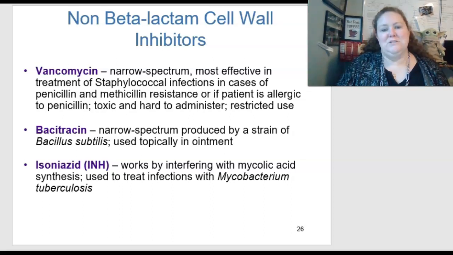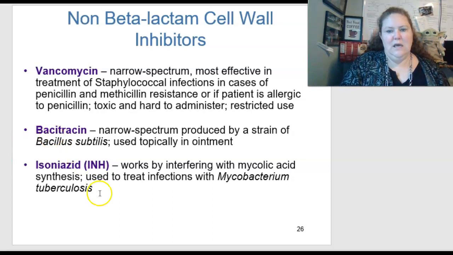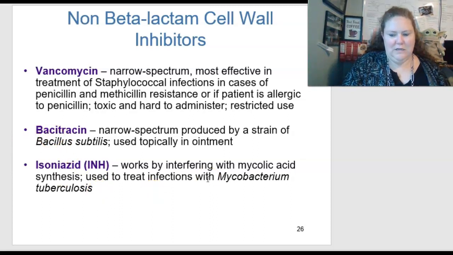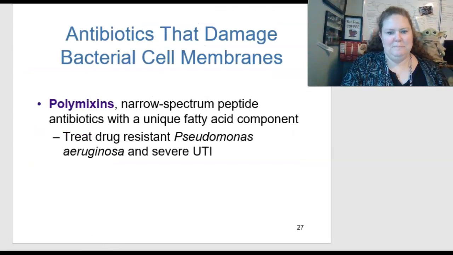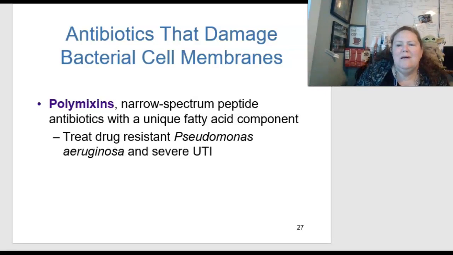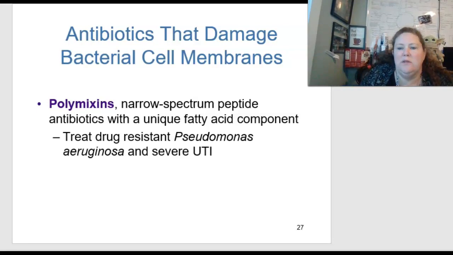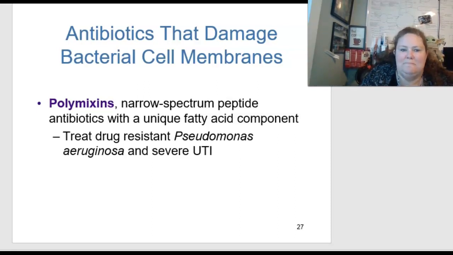Okay, we have bacitracin, and this is a narrow spectrum that is produced by a strain of Bacillus subtilis, and this is used in a topical ointment. And then we have the isoniazid, and these work by interfering with the mycolic acid synthesis, and it's used to treat infections such as Mycobacterium tuberculosis, TB. Targeting and narrow, drugs that can damage the bacterial cell membranes would be like your polymyxins. These are narrow spectrum peptide antibiotics with a unique fatty acid component, and these are used to treat drug-resistant Pseudomonas aeruginosa and severe UTIs.